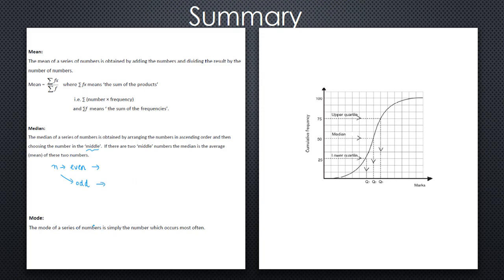The mode, of course, is the easiest of all, and this is the same cumulative frequency curve which you've been using in all these questions to find out the median, which is exactly halfway through, upper quartile 3/4 the way, lower quartile 1/4 the way, interquartile range, which is a difference between these values.